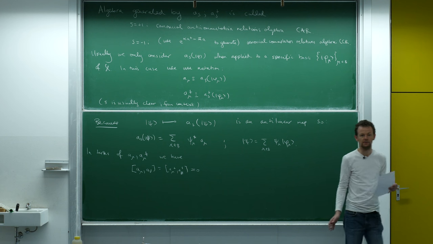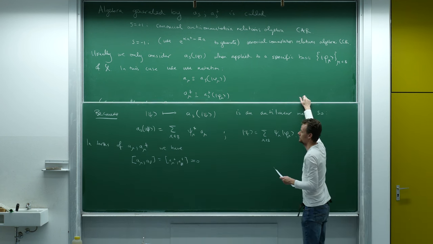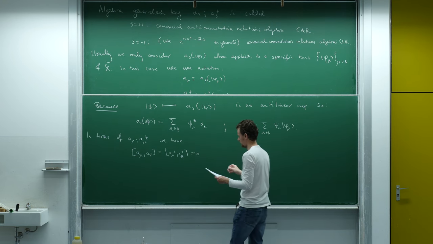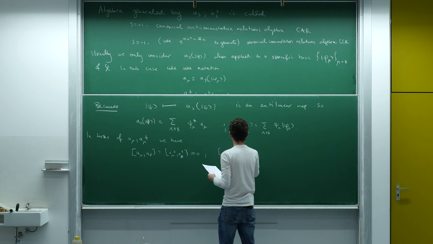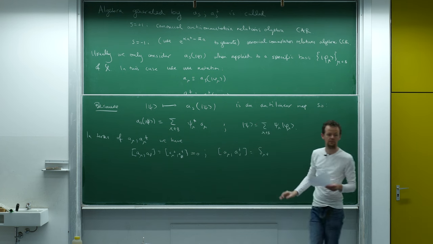Now the bracket relation, the algebraic relation between the annihilation and creation operators, can be expressed in terms of this basis equivalently, in a way that I hope starts to look extremely familiar.